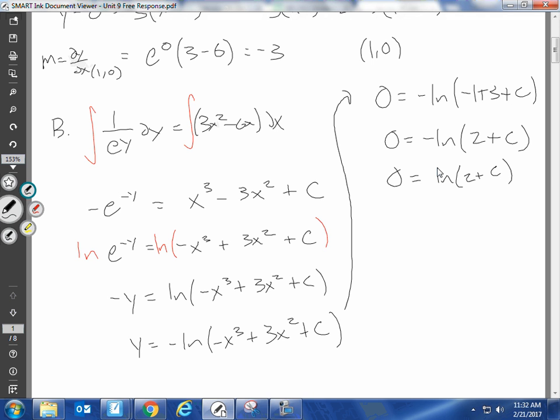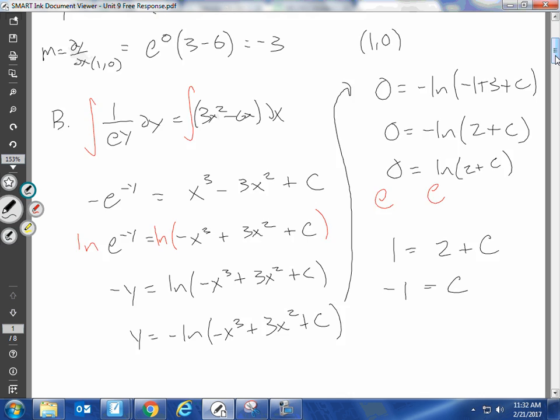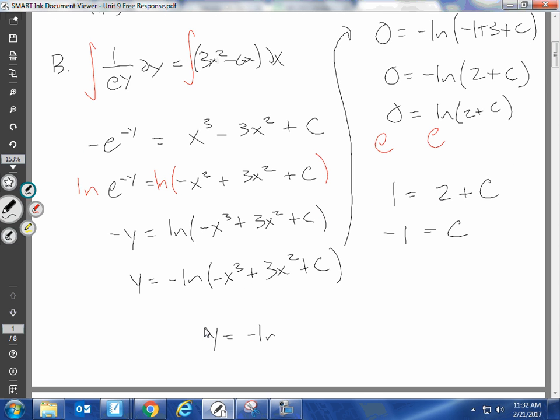How do I solve for c? It's inside the log. Get rid of the log. How do you get rid of the log? E to the power of both sides. E to the 0 is 1. Turns out the log of 1 is 0. So 1 needs to be what 2 plus c is equal to. C is equal to negative 1. Giving me my particular solution, y equals negative log negative x cubed plus 3x squared minus 1. Okay?